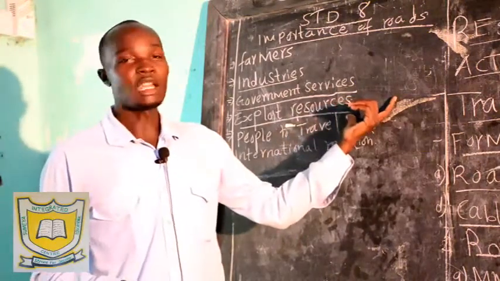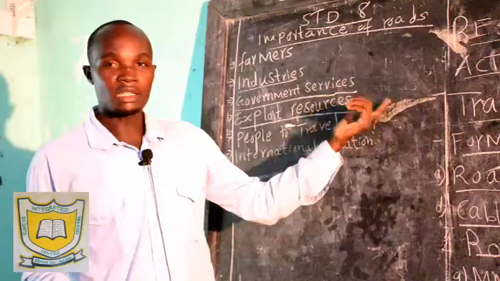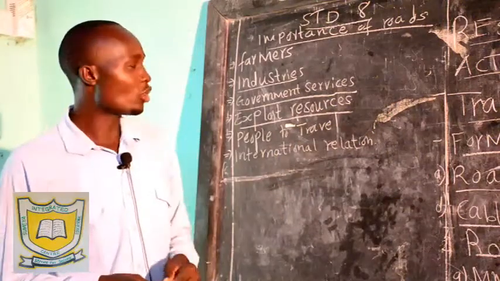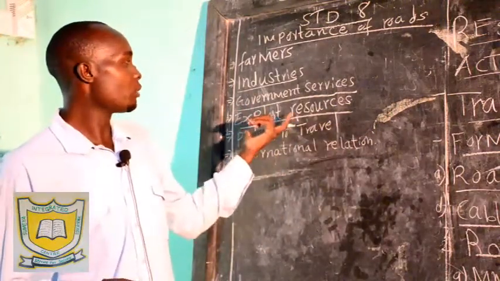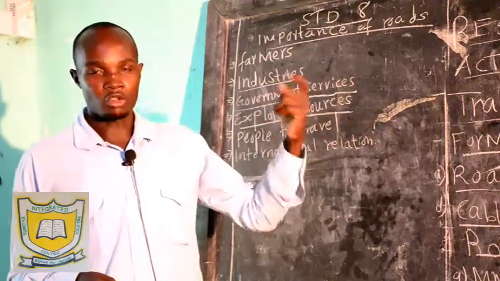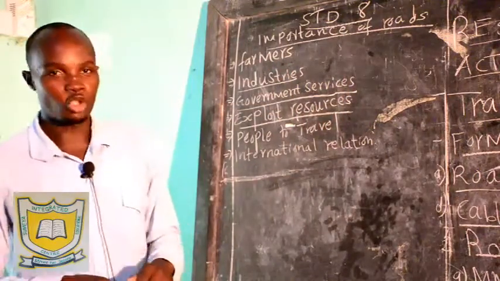Those are what we call the natural resources. Talk also about lumbering in forested areas. So roads also enable exploitation of natural resources that I have mentioned.